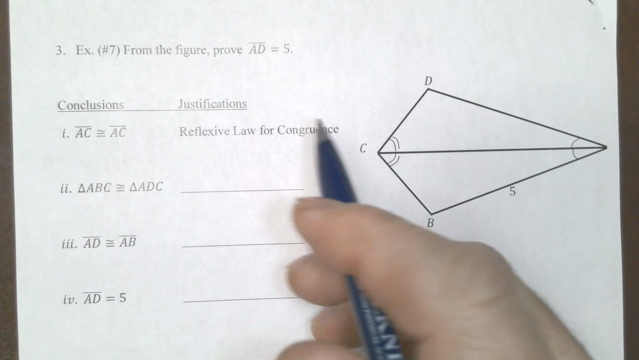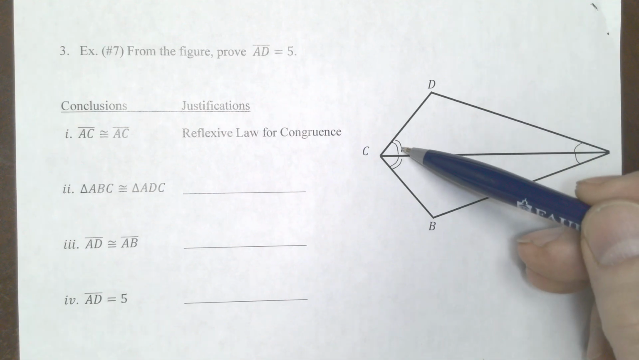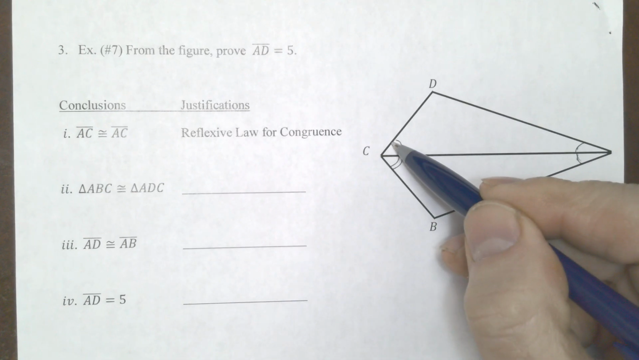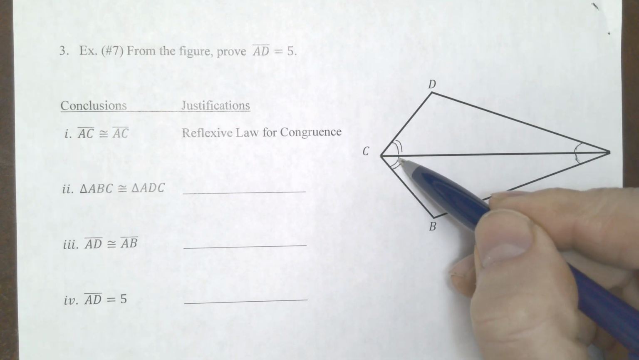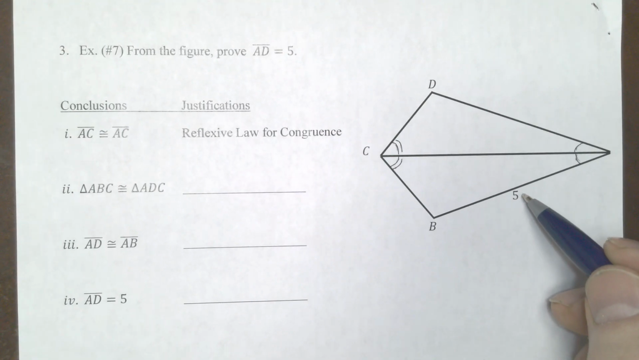Okay, let's look at an example now. Here's our figure that we're dealing with. We know that these two angles are equivalent by the way we drew just one angle bar here. And these two angles with the double bars are also equivalent. And then we've got this one side labeled length 5.